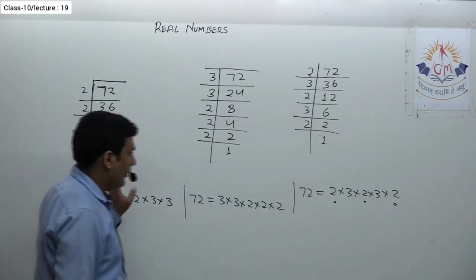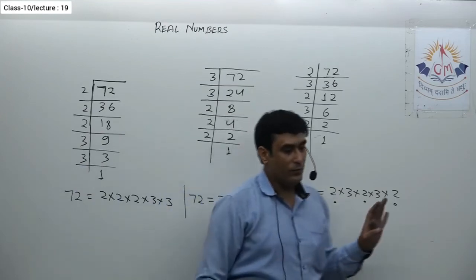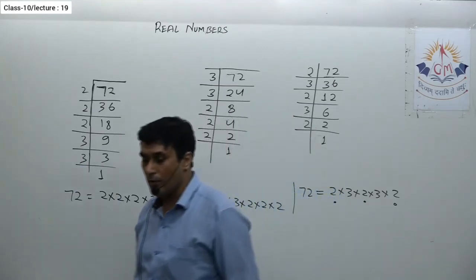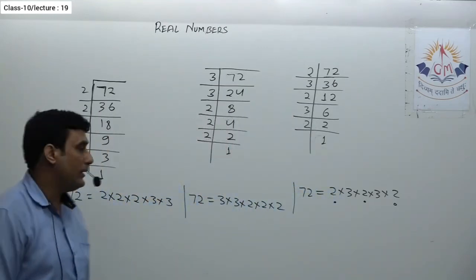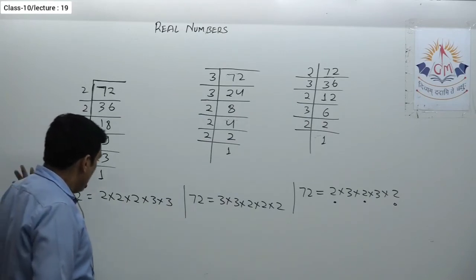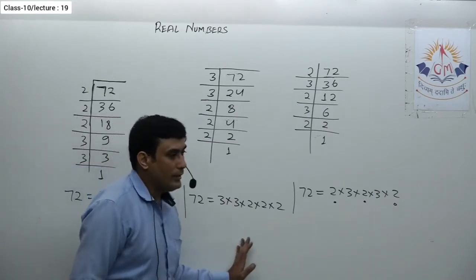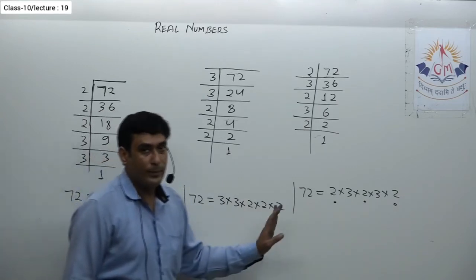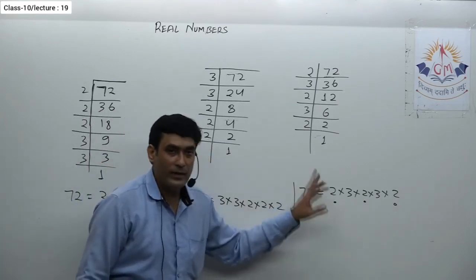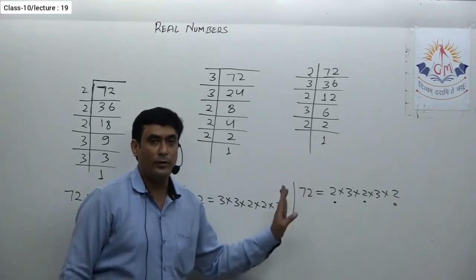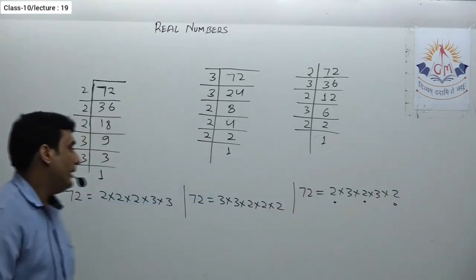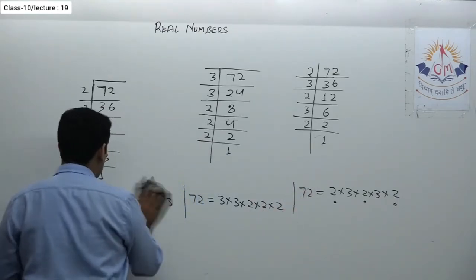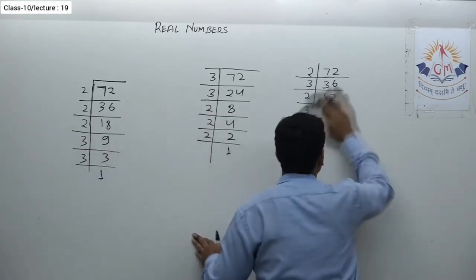So this fundamental theorem of arithmetic wants to say that if you find the factors of any composite number, their factors will be unique apart from their order. The order might get changed, but definitely the factors are going to be the same. Okay, let us see the same thing with another example.